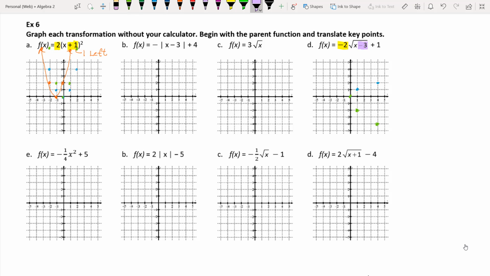I need to go 3 to the right and 1 up. Okay, so that's what this is. 3 right, 1 up. So I'm going to start at my vertex. I'm going to move 1, 2, 3 to the right, 1 up. I'm going to do my second point. 1, 2, 3 to the right, 1 up. Same thing with my third point. 1, 2, 3, 1 up. And I'm going to draw my graph.